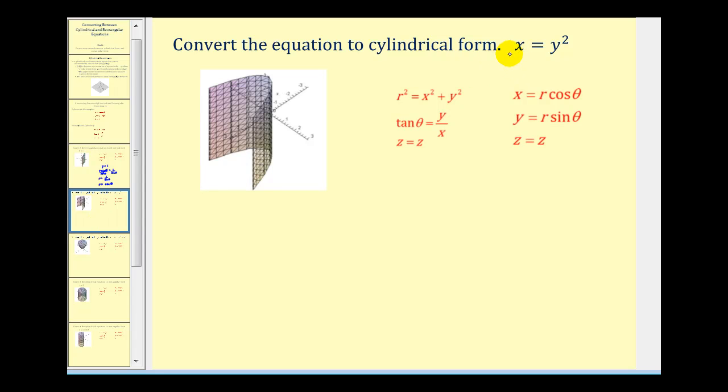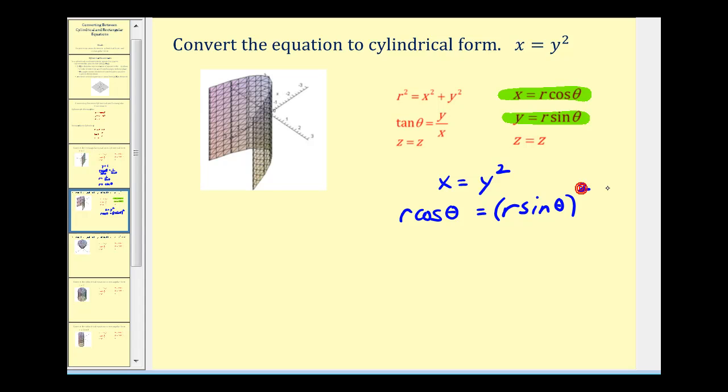Here we have the equation in rectangular form x equals y squared, and here we see the graph of the surface. Again, we want to eliminate x's and y's by introducing r's and thetas. So using these two equations here, we can replace x with r cosine theta, and we can replace y with r sine theta. So we have r cosine theta, and then we'd have r sine theta squared for y squared.